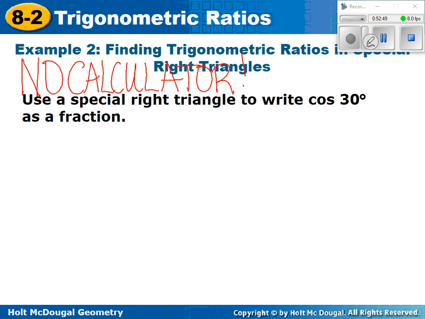Don't use your calculator. So use special right triangles to find the cosine of 30. So write this down with me. We're going to draw a right triangle.